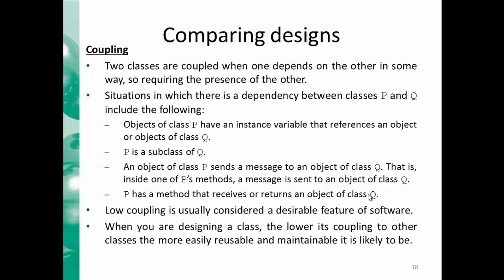Of course, we are always looking for designs with low coupling, considering it a desirable feature of software. Actually, this is a very important feature that we always try to achieve, to have low coupling between objects and between classes in our design. It's easier to reuse and easier to maintain your class if it has lower coupling with other classes in the system.